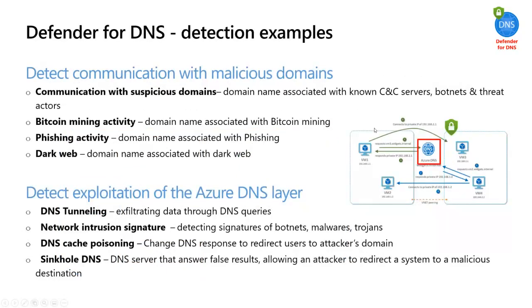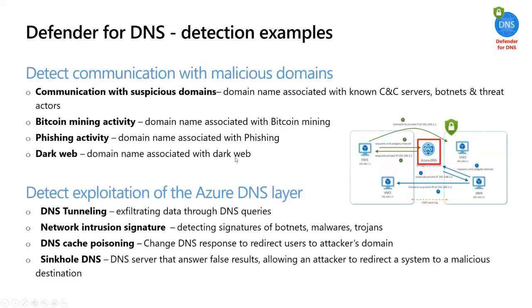Okay. So now let's look at the types of detection examples that we have. We group them for Defender for DNS into two main buckets. First, detect communication with malicious domains, which is communication with suspicious domains, domains associated with known command and control servers that I've listed in a few examples, with botnets, with threat actors, but also domain names associated with other things like Bitcoin mining, phishing, and the dark web.